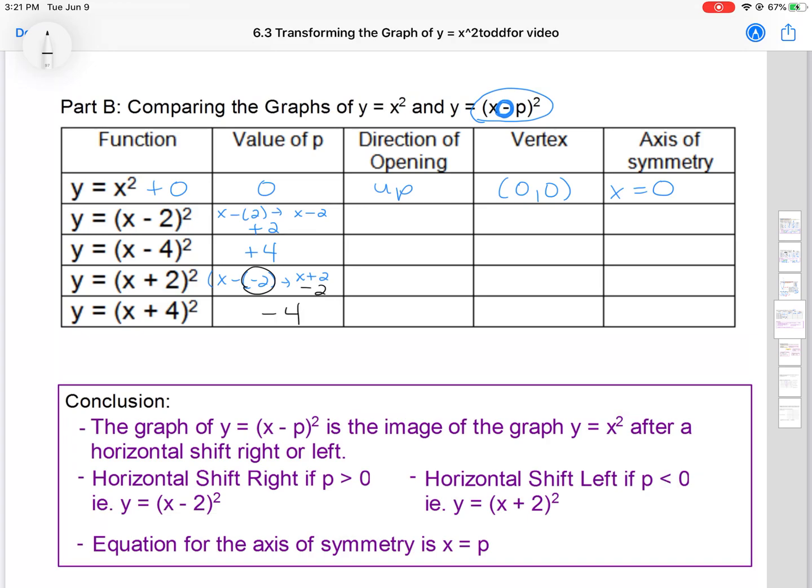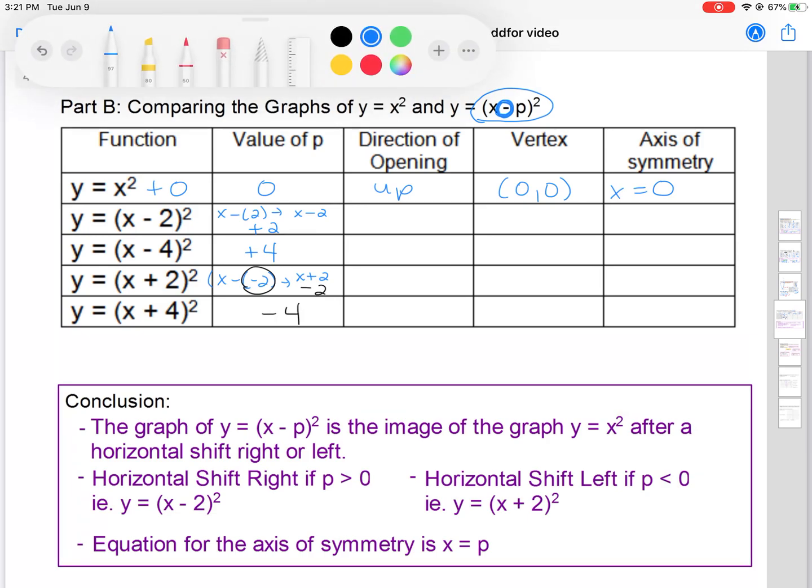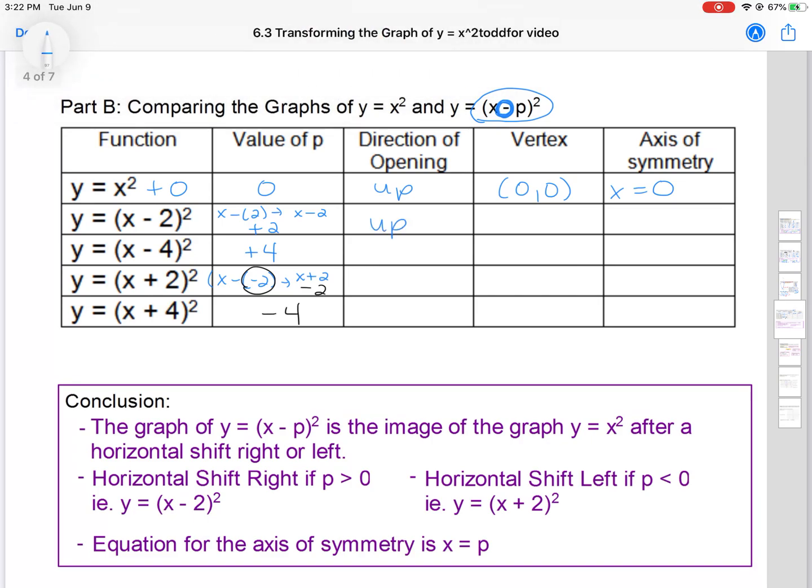Or if it's negative 4, it's going to be positive 4. And then it has to do with the vertex form having a negative p in it. Okay, so this is the only one that's a little bit weird. All of these have a positive a value out front, so they all open up.